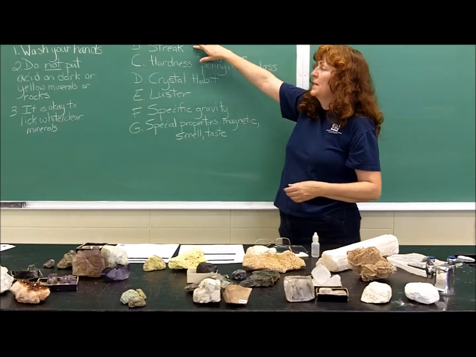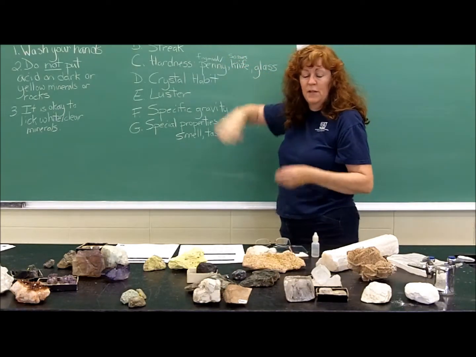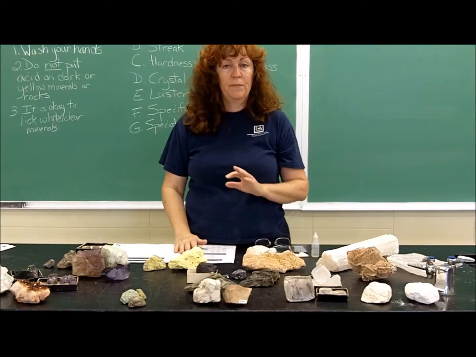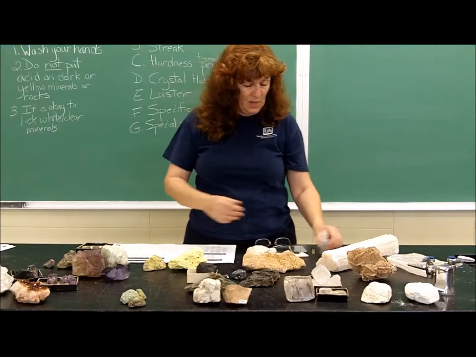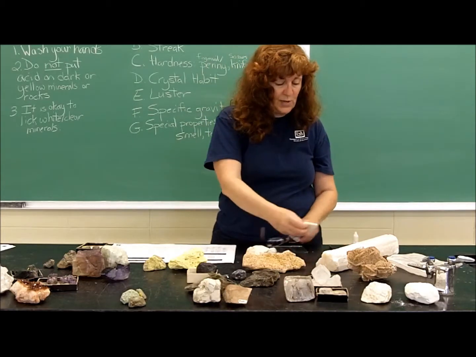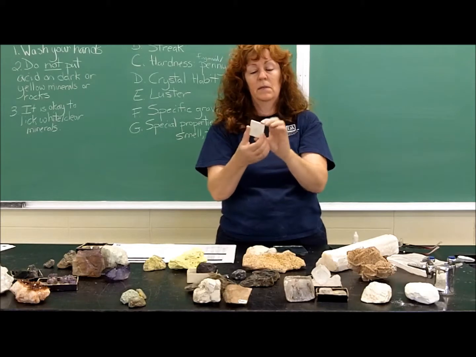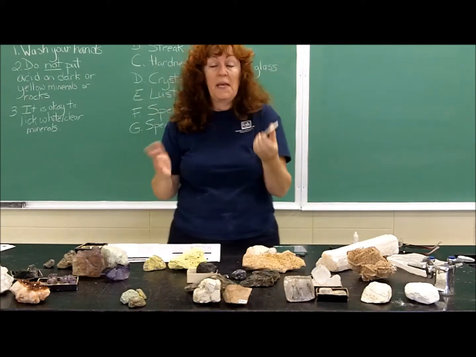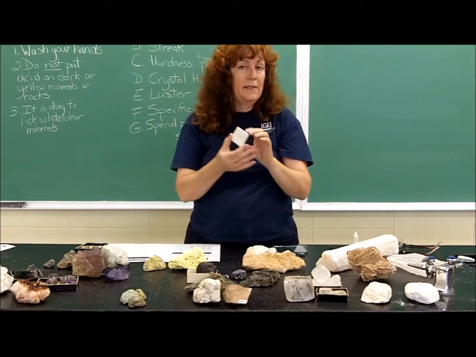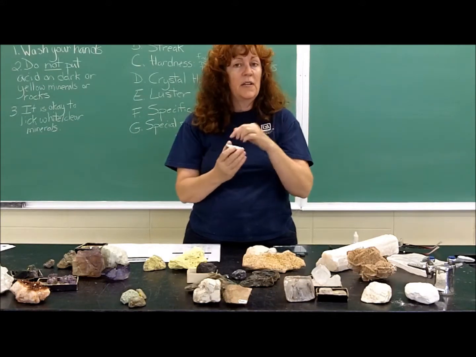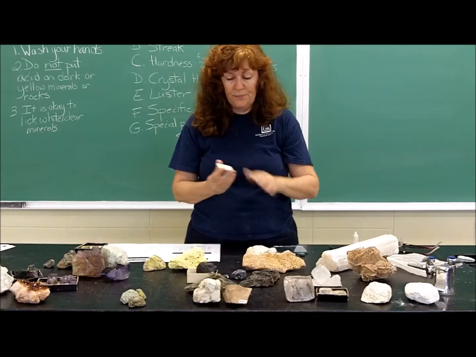The next property is called streak. Streak is the mineral in powdered form. So how do we get that? Well, you should have a little streak plate in your kit. This is a little white ceramic tile. You can actually use any ceramic tile. White is normally chosen and it's unglazed, because then you can actually see the color on the rock.